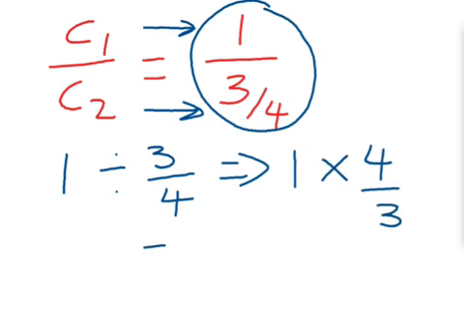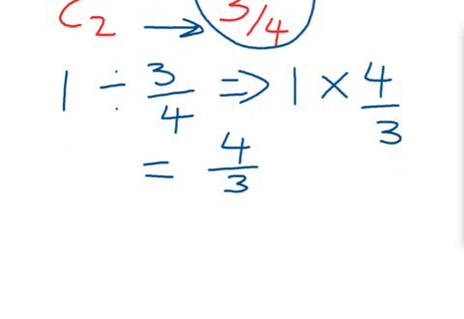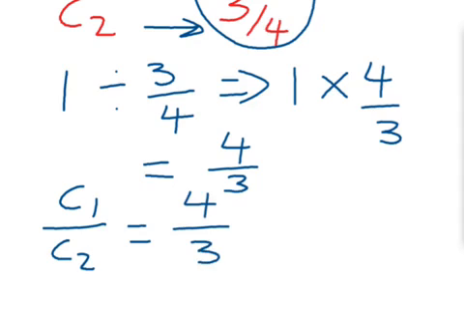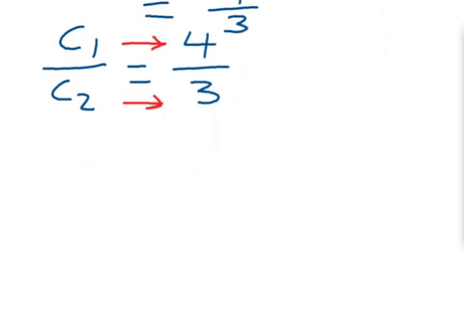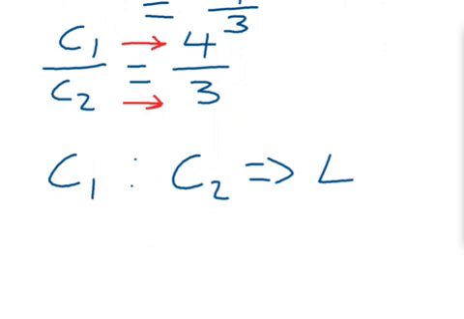1 times 4 over 3 is what? 4 over 3. So another way of writing that fraction is to say C1 over C2 is equal to 4 over 3. So you can see it now. When C1 is equal to 4, C2 will be equal to 3. So from here, the ratio of C1 to C2 is what? You can say C1 ratio C2 is equal to 4 ratio 3. So this is the answer.